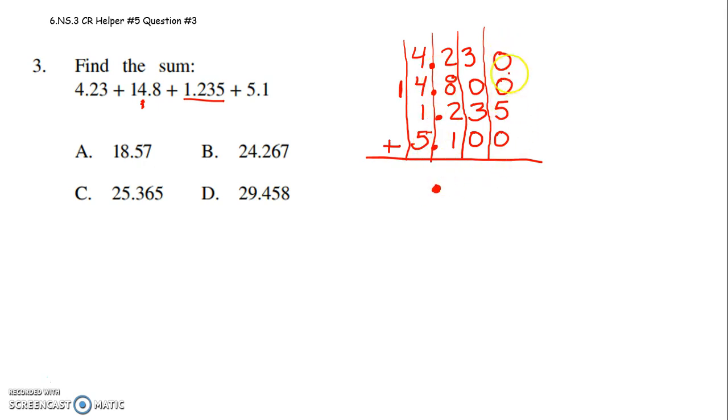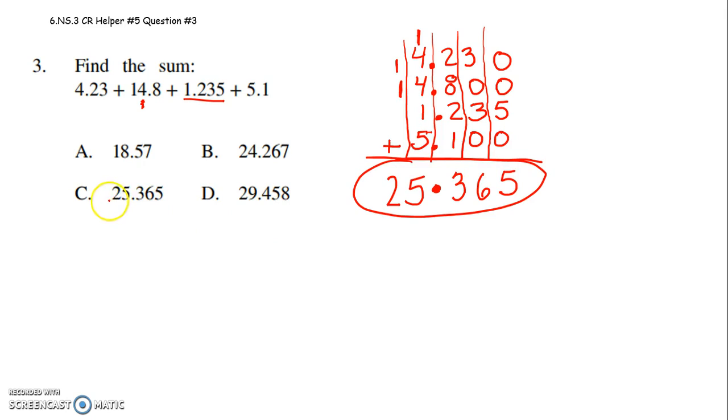So here in the thousandths place, 0 plus 0 plus 5 plus 0 is 5. In the hundredths place, 3 plus 3 is 6. In the tenths, 2 plus 8 is 10, 11, 12, 13. You put down the 3, you carry the 1. 4 and 1 is 5, plus 4 is 9, plus 1 more is 10, and 5 is 15. You put down the 5, you carry the 1. 1 plus 1 is 2. So this is 25.365, 25 and 365 thousandths.